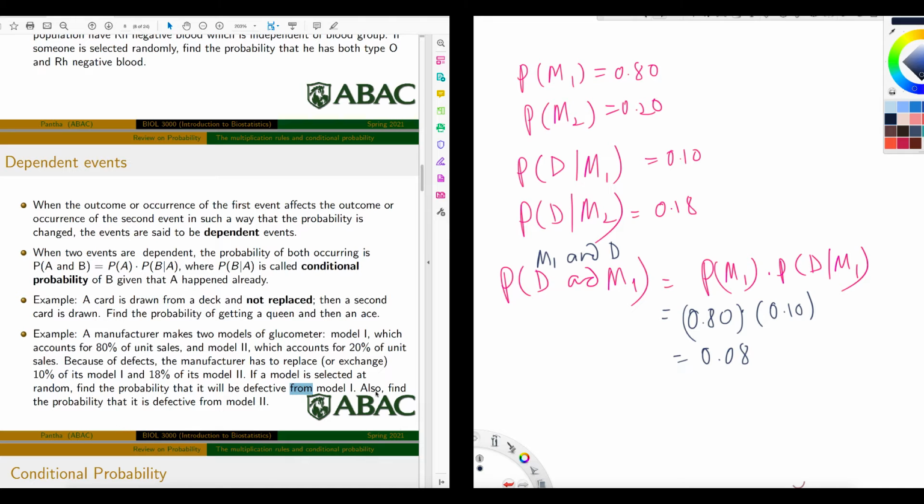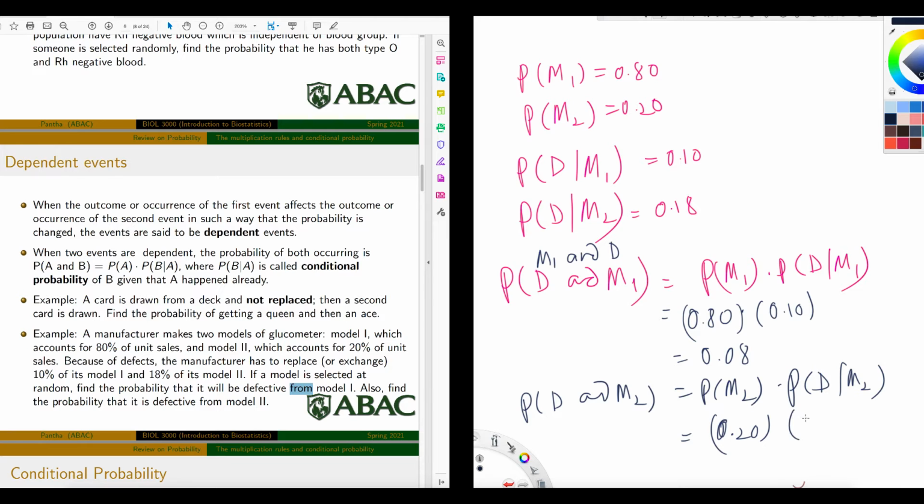Similarly, the probability of defective and model 2 will be the probability of model 2 times the probability of defective given from model 2. That will be 0.20, right?